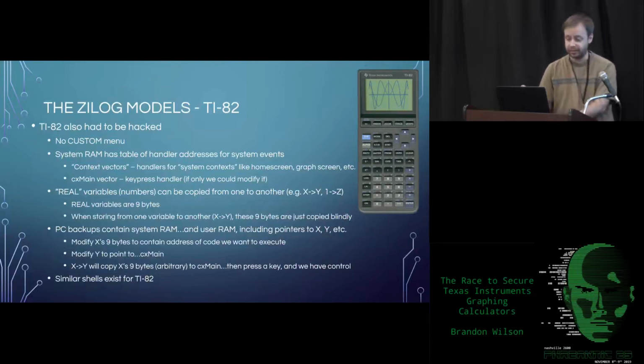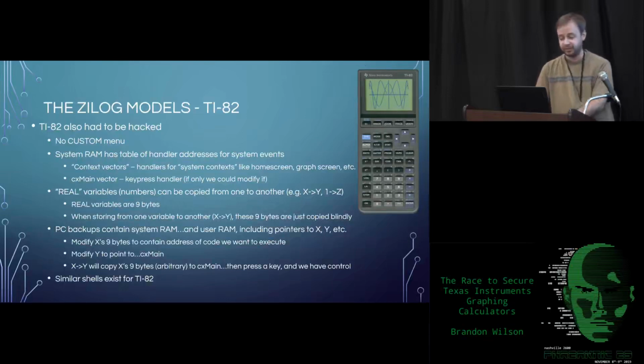Now, the operating system on the calculator is essentially just a series of what are called contexts, which are kind of like built-in applications. Things like the home screen, the equation editors, the graph screen, things like that. And each context has a table of addresses that point to handlers for different things, like what happens when you press a key. And the key press handler is the most important one. It's called the CX main handler. And whenever you switch to a new context, these handler addresses get stored in system RAM. So our goal is to find a way at runtime to override that CX main handler.